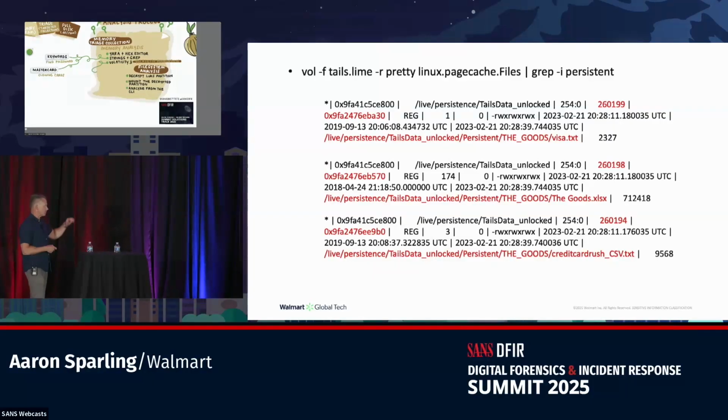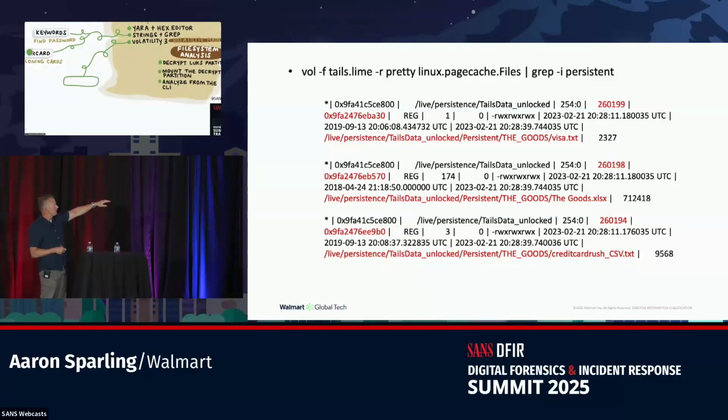The first thing I get on the first line, that 260.199, is the inode for this particular visa.txt. And then I get the physical address for that inode in memory. Those two things are incredibly important, because having those, I can potentially go and recover that file object from memory. I just did the exact same thing for all these. You'll see the goods spreadsheet, and a spreadsheet or a TXT for a bunch of credit card numbers. Again, it renders the stuff that you want. You get the inode number and the physical address in memory where to go get it.